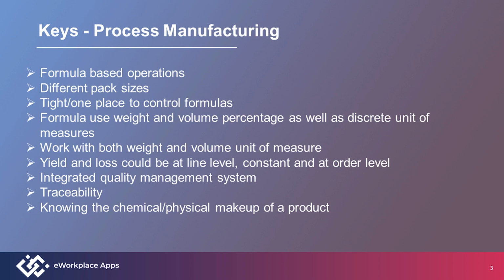Most important in many cases is the need to control not only the ingredients, raw materials that are used, but the physical and chemical makeup of the product, as many process manufacturers have strict labeling requirements and/or reporting requirements regarding the makeup of their products. There are other differences that will be covered in other recordings.